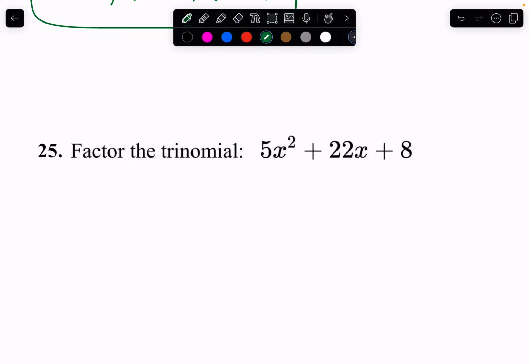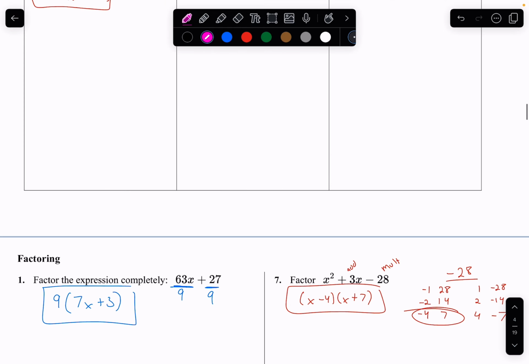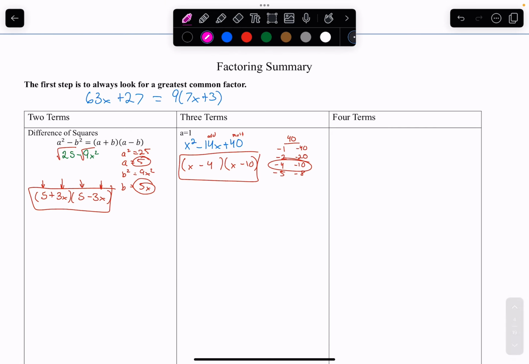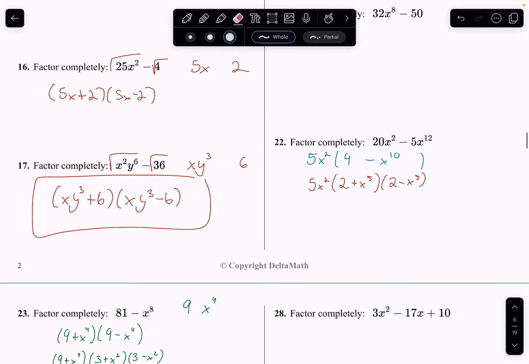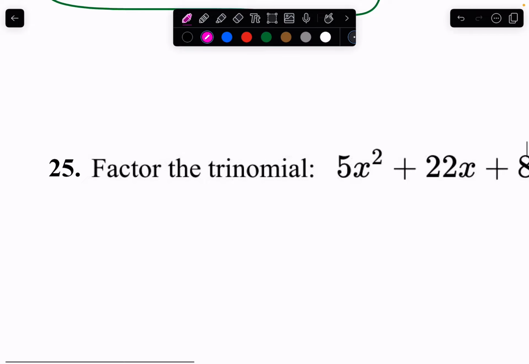So the first thing we always look for is a GCF, right? So we look here, I've got a 5, a 22, and an 8. There's nothing that I can pull out of a 5, a 22, and an 8. So what I have to try here is a different method of factoring, which you did learn in Math 2. And this is going to be factoring when a is not equal to 1. Okay, so previously on our trinomial problems that had a leading coefficient that wasn't 1, you were able to pull it out. But in this case, we cannot pull the 5 out.